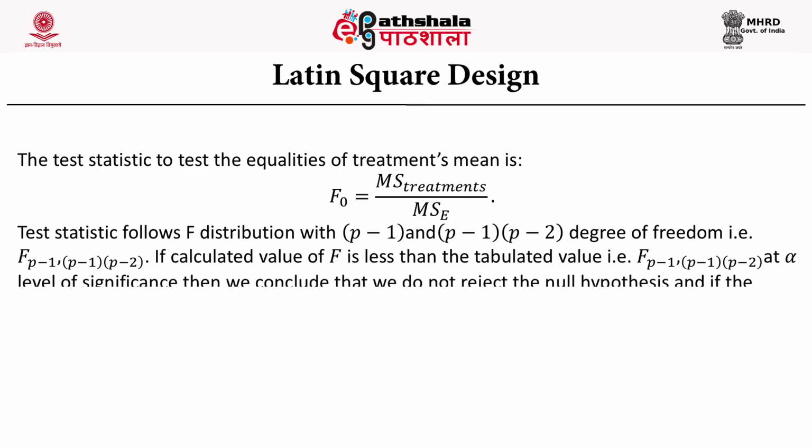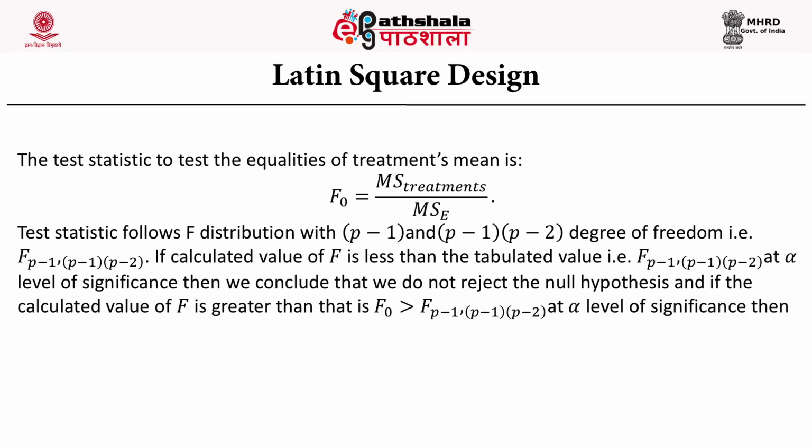If the calculated value of F is less than the tabulated value, that is F with degrees of freedom p minus 1 and p minus 1 into p minus 2 at alpha level of significance, then we conclude that we do not reject the null hypothesis. And if the calculated value F naught is greater than F with p minus 1 and p minus 1 into p minus 2 degrees of freedom at alpha level of significance, then we reject the null hypothesis.